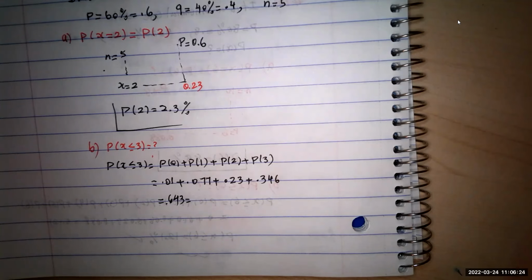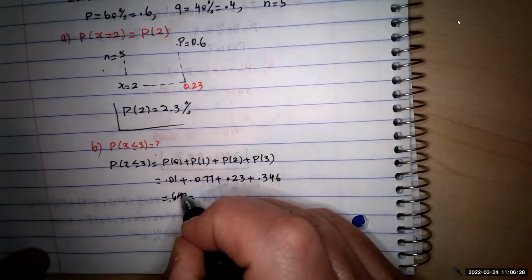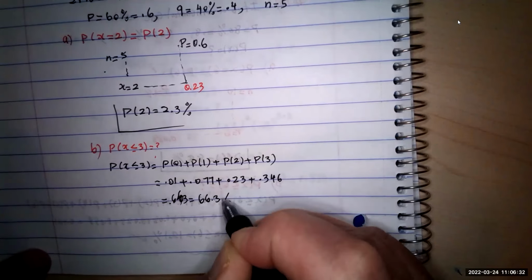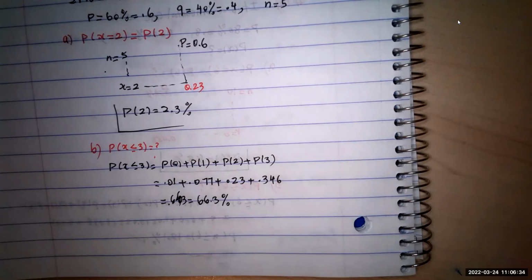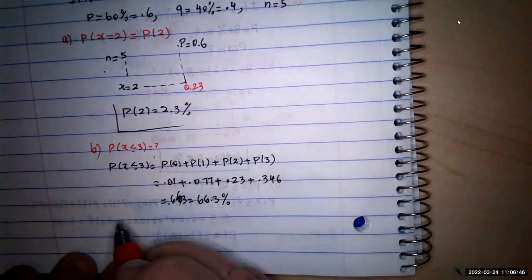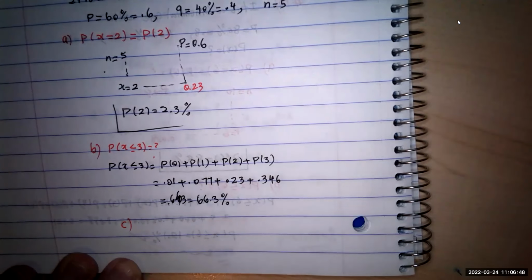0.346. It's 0.663, yes. So it's going to be 63%, I think. That's one. Okay, and you can double check it yourself to get these numbers down. Yes, that's correct. So this is going to be the case. Any question? And the last part is going to be probability of whatever.